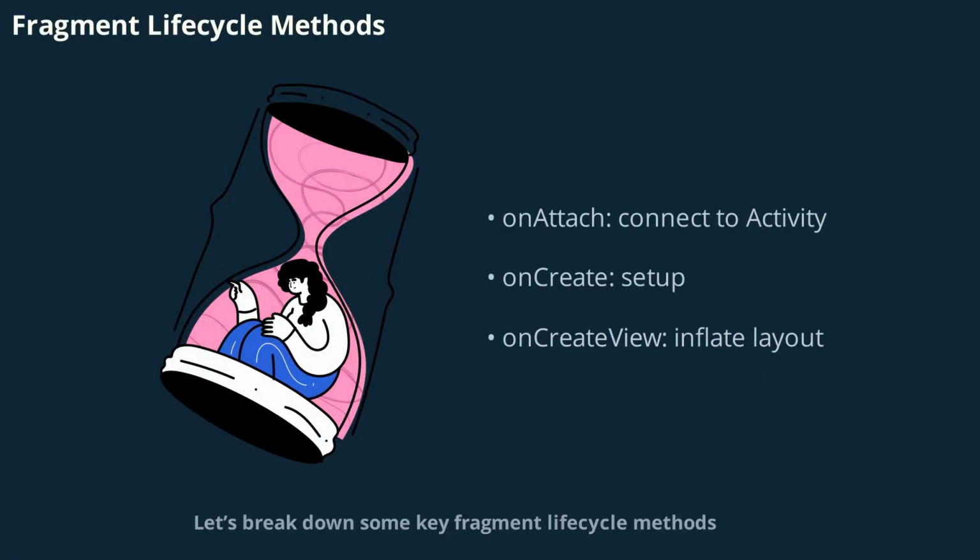Let's break down some key fragment lifecycle methods. onAttach is called when the fragment is first connected to its host activity. onCreate is for initial setup, while onCreateView is where you inflate the fragment's XML layout. onViewCreated is called right after the view is created, making it a great place to set up logic and view binding. onPause and onStop are triggered when the fragment is no longer visible, and onDestroyView cleans up the view hierarchy.